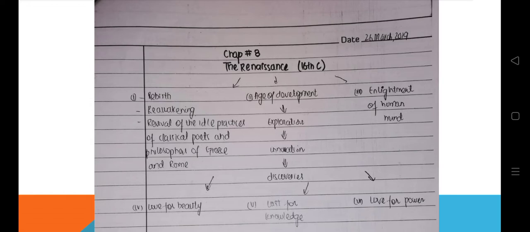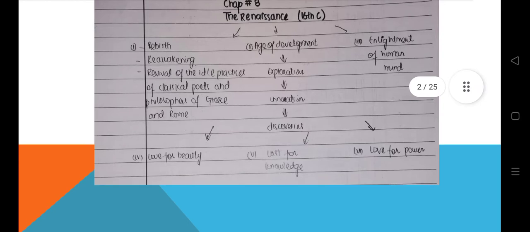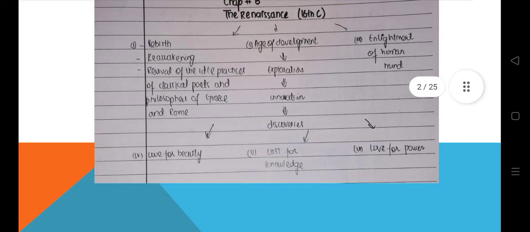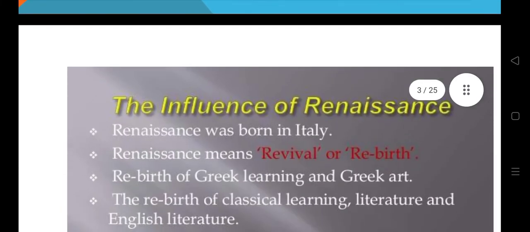So what actually happened, this is the age of development in all aspects of life, especially in learning, in education, and discoveries, innovations were there, advancement in technology as well. So this is the age of enlightenment of the human mind, and people began to incline towards education, and they wanted more and more. So we can say that there was a love for beauty, lust for knowledge, and love for power as well in the Renaissance.